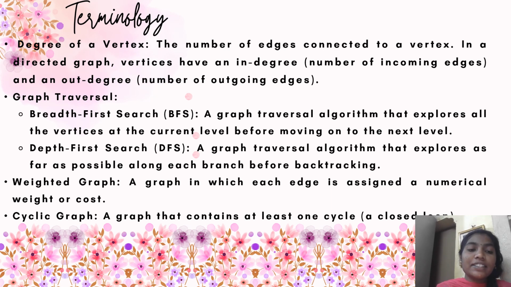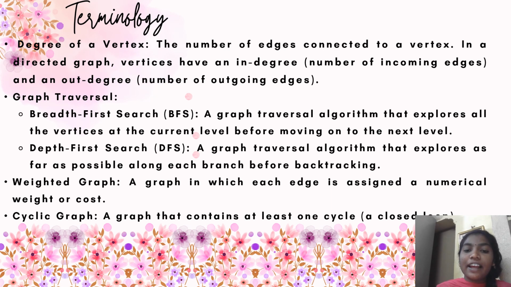Graph traversal contains two types: breadth first search and depth first search, BFS and DFS. First, what is breadth first search? A graph traversal algorithm that explores all the vertices at the current level before moving on to the next level. Depth first search, DFS: a graph traversal algorithm that explores as far as possible along each branch before backtracking.